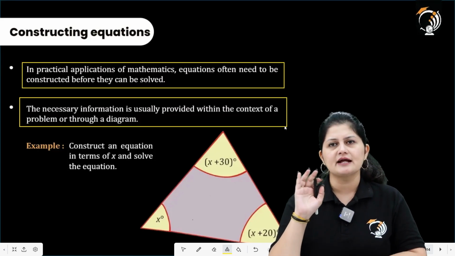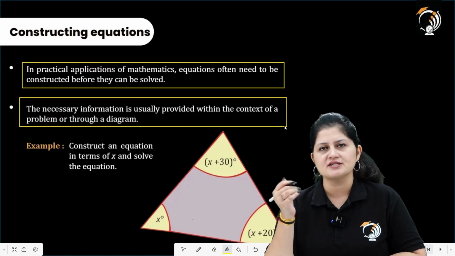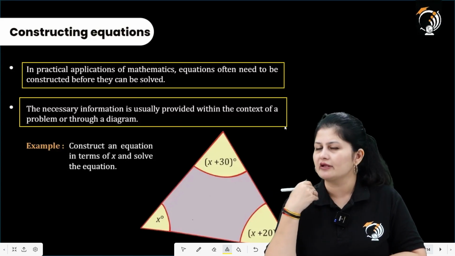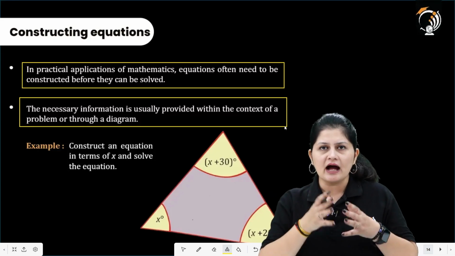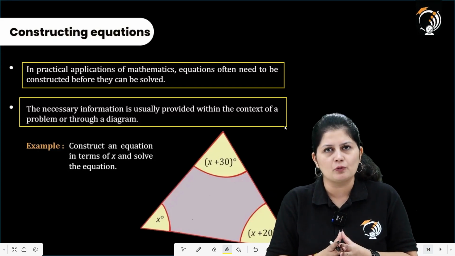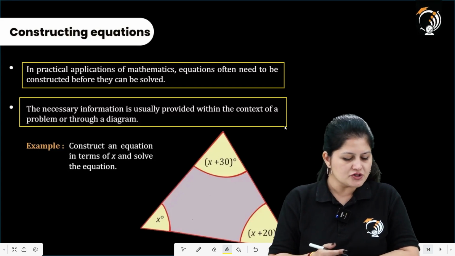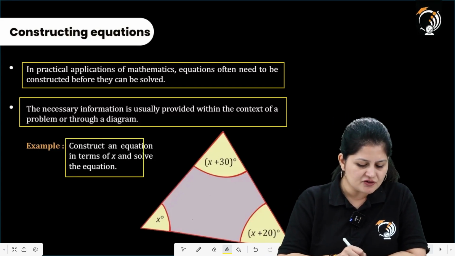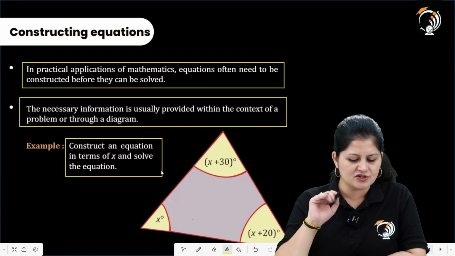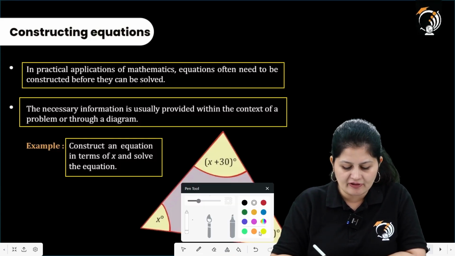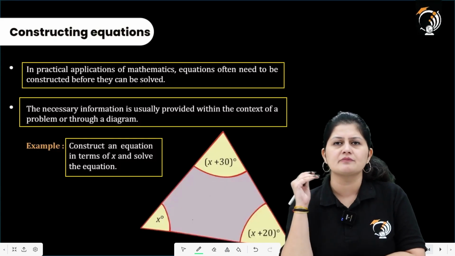So let's understand how the information is conveyed to us in the case of a linear equation, or in the case of solving any kind of equation, and how we are going to form the equations from it. Taking the first example here: construct an equation in terms of x and solve the equation. Definitely whenever we are solving it, we need to have some information with us.